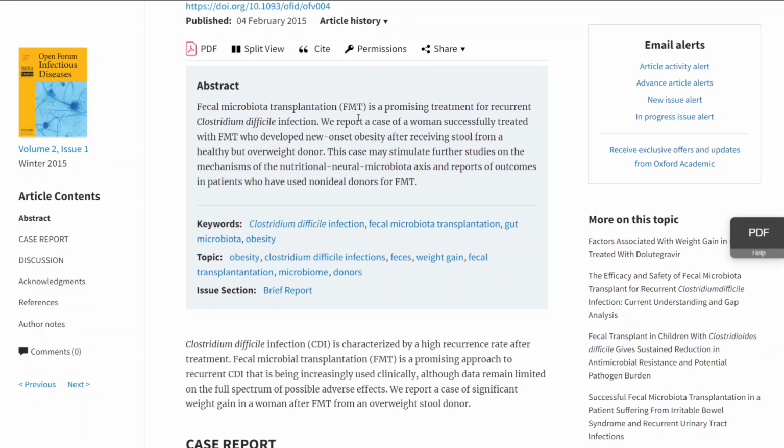Fecal microbiota transplantation is a promising treatment for recurrent Clostridium difficile infection. We report a case of a woman successfully treated with FMT who developed new onset obesity after receiving stool from a healthy but overweight donor. This case may stimulate further studies on the mechanisms of nutritional neural microbiota access and reports of outcomes in patients who have used non-ideal donors for FMT.